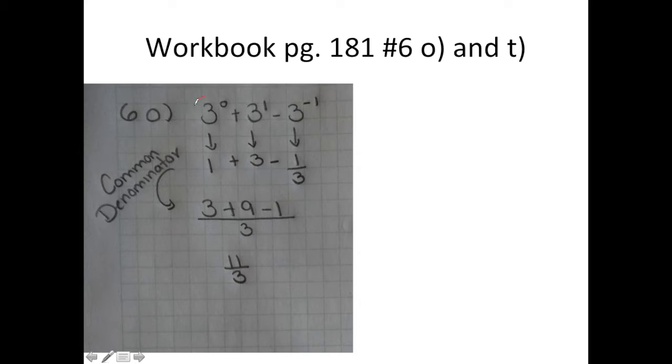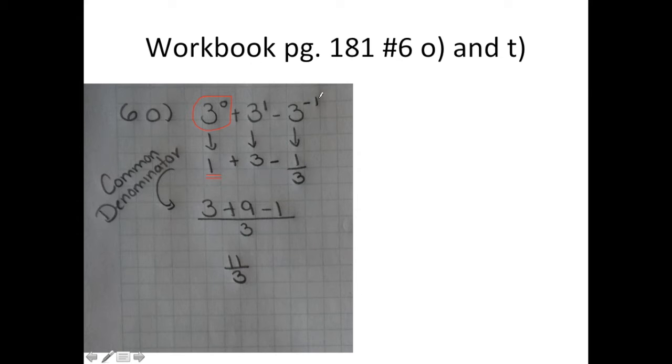We know that 3 to the 0, guys, is 1. Okay, we know that because that's one of the laws that we've seen before. 3 to the 1 is 3. We already know that anything to the first power is that same number, so it's 3.